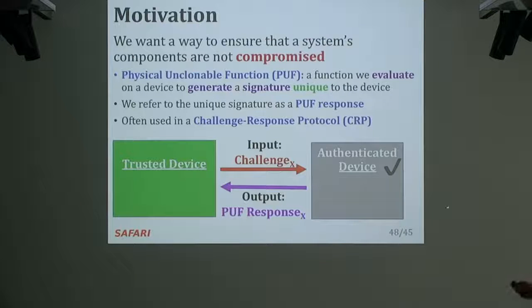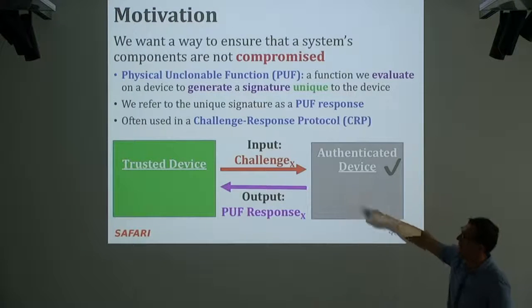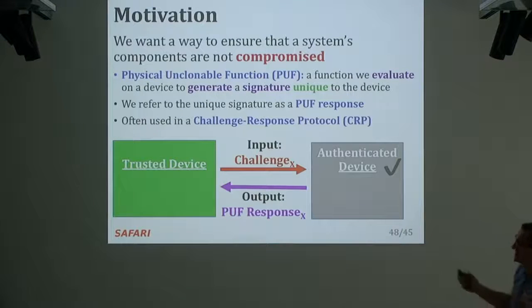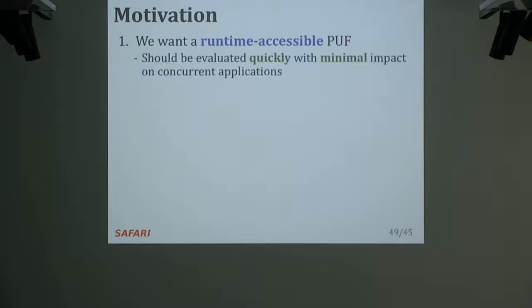And you should not be able to imitate a device in some way. That's the physical unclonability. Somebody can swap this device with some other device, which means that you should not be able to clone it somehow and imitate the challenge response pairs. So there are a bunch of these characteristics. One of the other characteristics is runtime accessibility. I think this is really important. The PUF should be evaluated quickly with minimal impact on concurrent applications, especially if you want to do this authentication often, right?